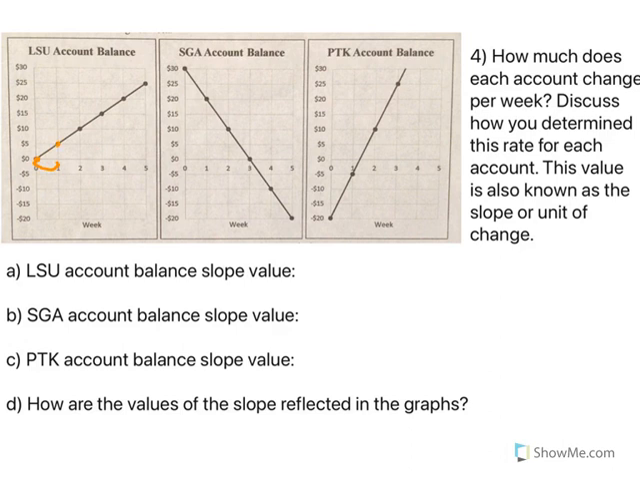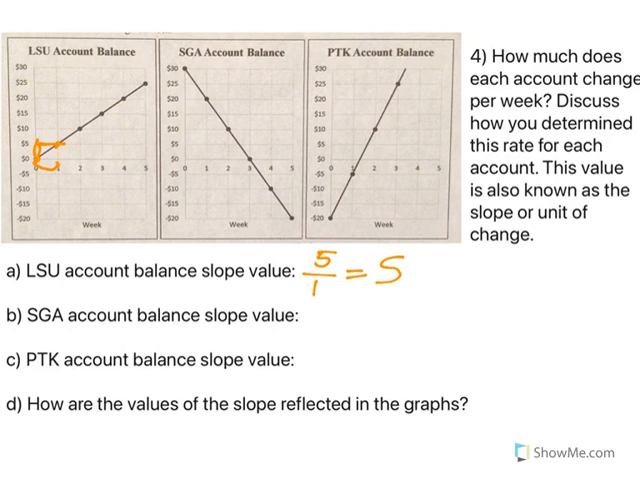From this point to this point, what is my vertical change? For LSU, it goes up 5 and then over 1. So our slope for LSU is 5 over 1. Slope is generally a fraction. A lot of times if it's over 1, people will just write it as that whole number, or the integer. That's really up to you. But you do go up 5 and then over 1.